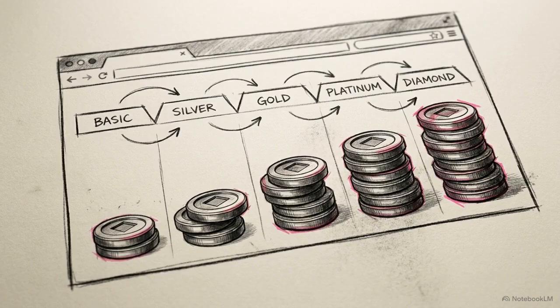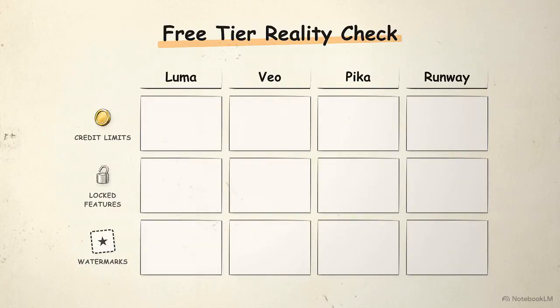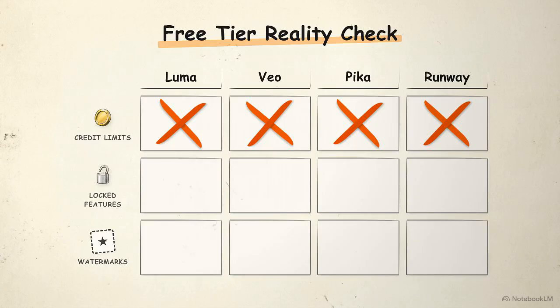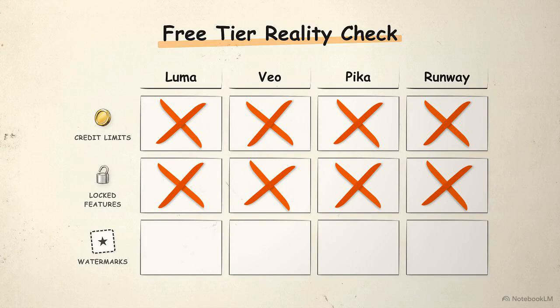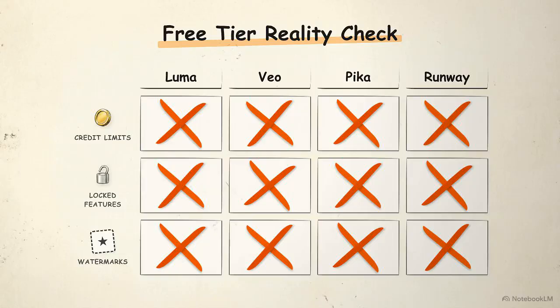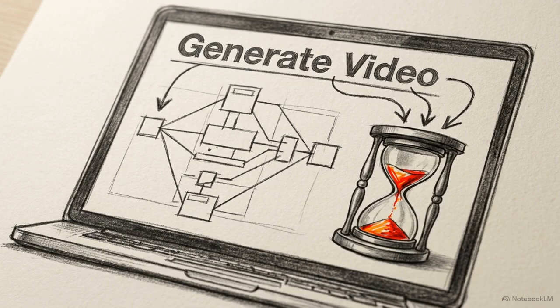Subscribing to multiple specialized tools adds up quickly, and while most platforms offer a free tier, they rarely support a daily workflow. This comparison matrix shows the reality of those free tiers. You hit severe credit limits almost immediately, features are locked, and your output is stamped with an unavoidable watermark. Kling is the clear exception right now for anyone who needs to bootstrap a professional pipeline without upfront payment.